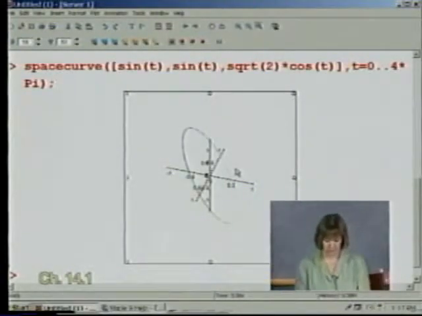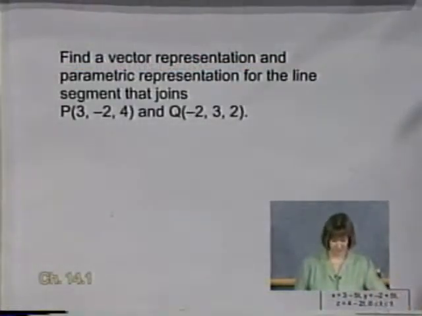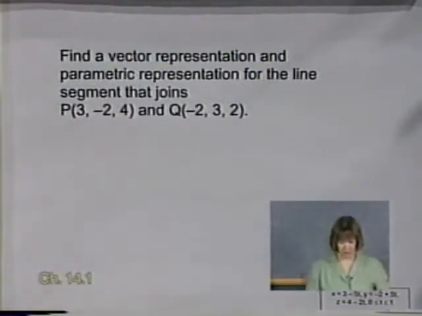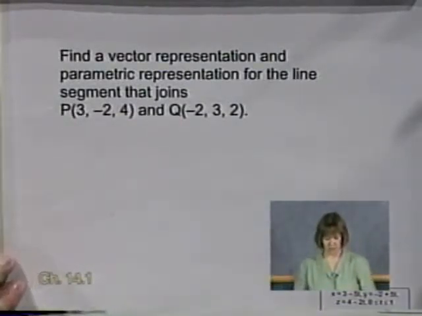Okay, let's do another one. Oh no, I want to review a little bit. Find a vector representation and parametric representation for the line segment that joins this point to that point.